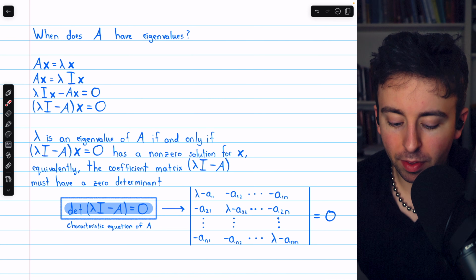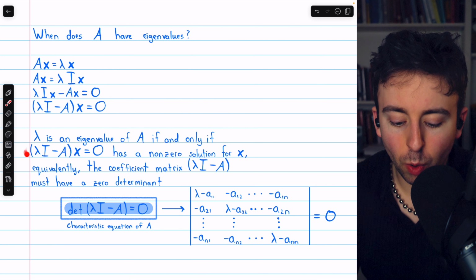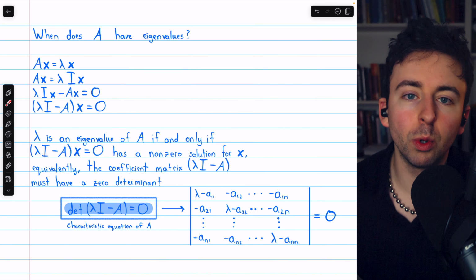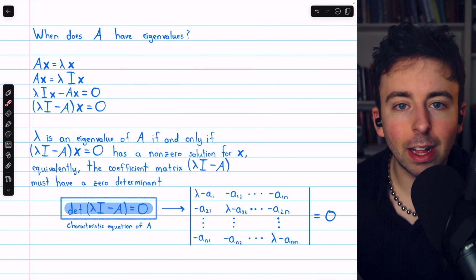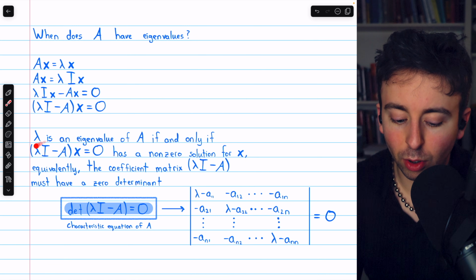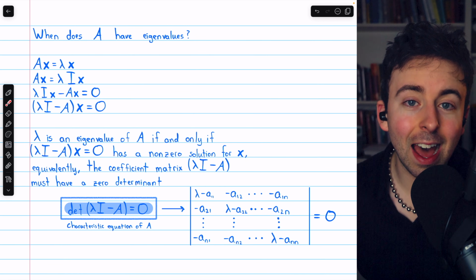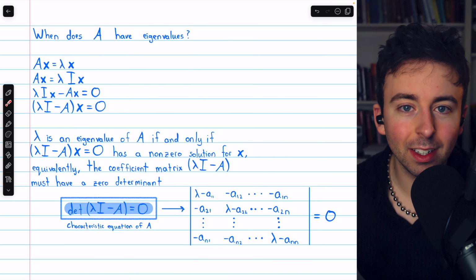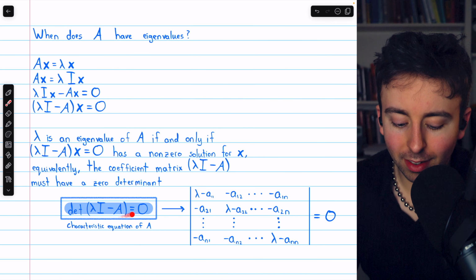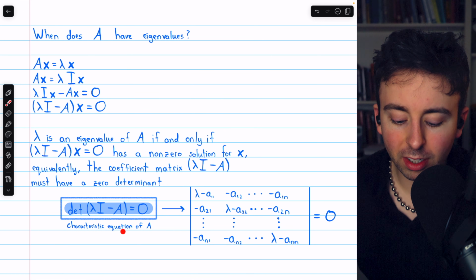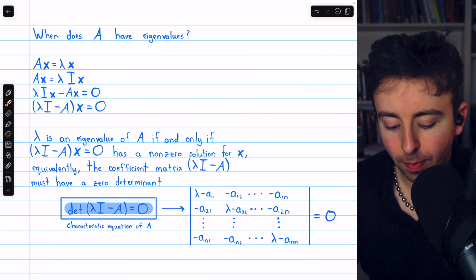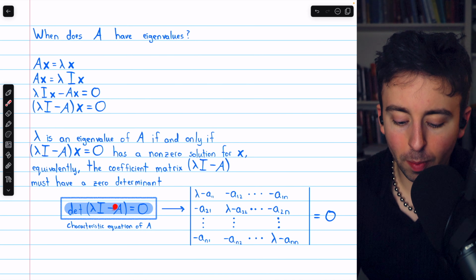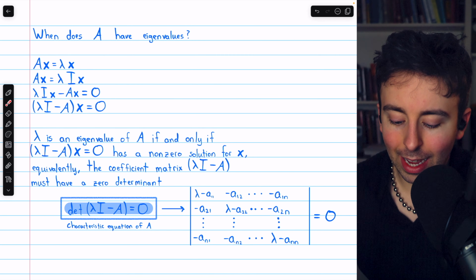We really shouldn't be surprised. The determinant of the coefficient matrix would have to equal 0 for this equation to have a non-zero solution, which would mean that lambda is an eigenvalue. If this equation has a non-zero solution, that means the determinant must be 0. That's equivalent. So if the determinant is equal to 0, we get this equation, and this is called the characteristic equation of the matrix A. And if we expand the determinant on the left, we would get this.